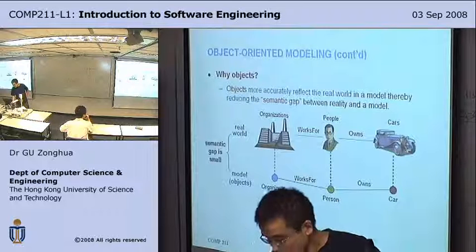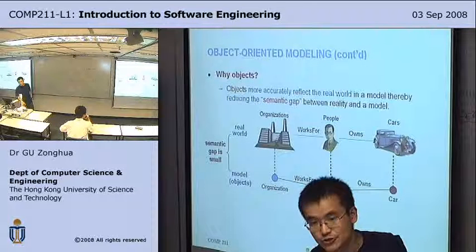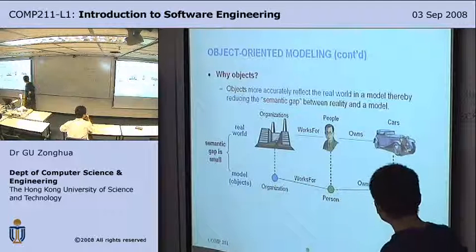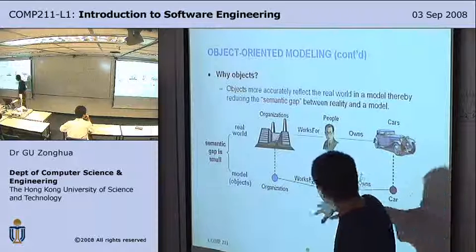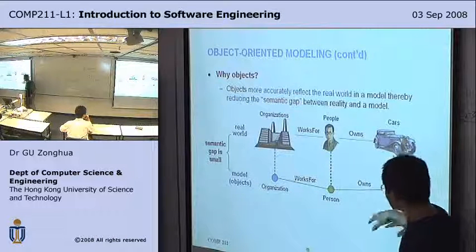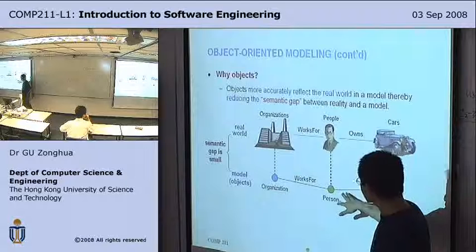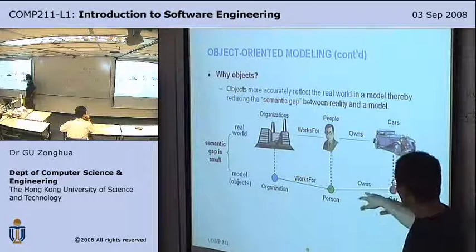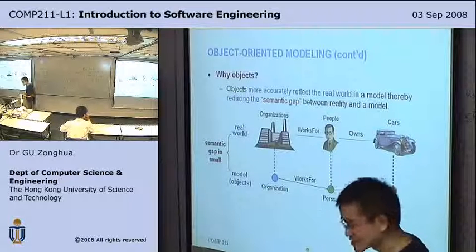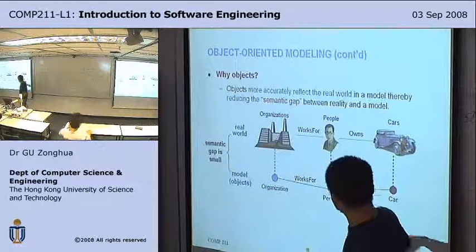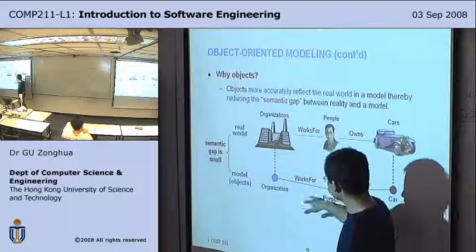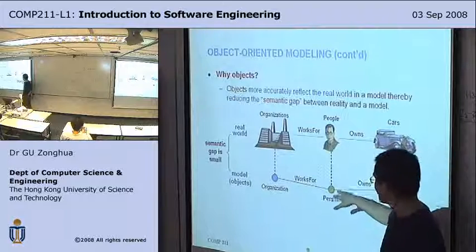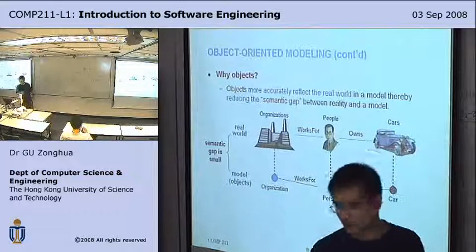So OO is designed to remove the semantic gap. Just like in the real world, you have three things: organization object, car object, and person object. And a person works for an organization and owns a car. He can also own multiple cars or work for multiple organizations. He can take multiple jobs. In that case, you can annotate the association with multiplicities to show an organization perhaps has 200 people and one person can work for two organizations, for example.